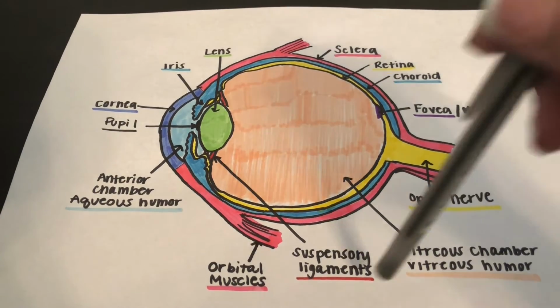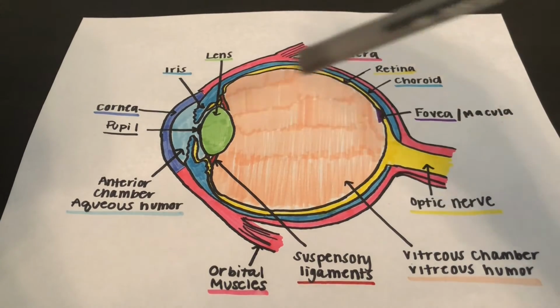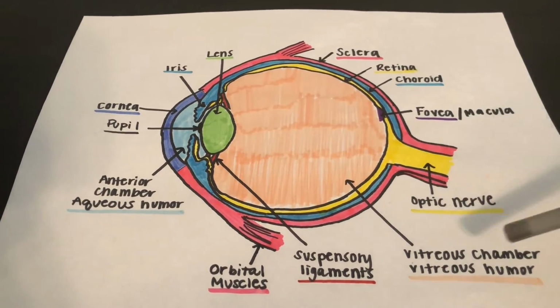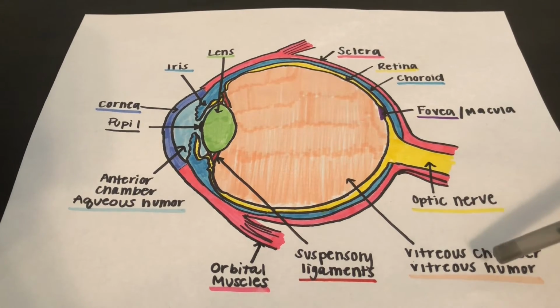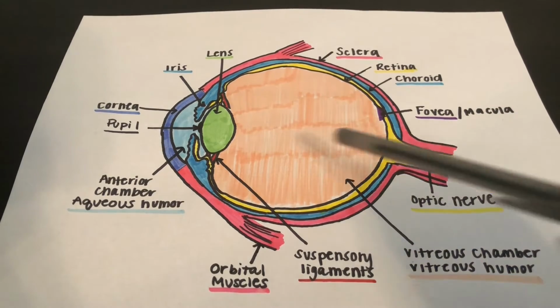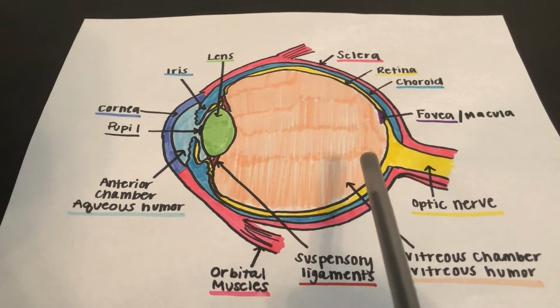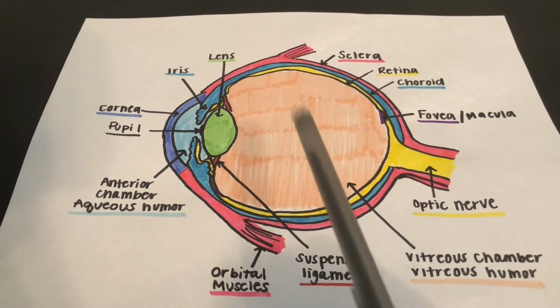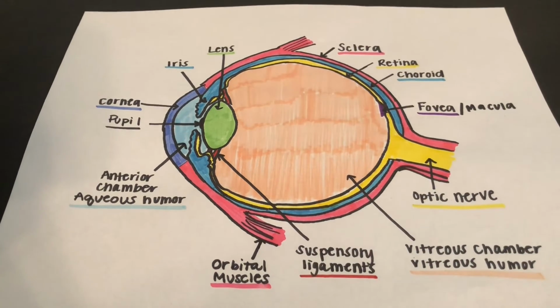I already talked about the suspensory ligaments that help the lens move and stay in place. Next, I have the vitreous chamber, or the vitreous humor, which is this portion of the eye here. This is the gel located in the back portion of the eye that's going to help the eye keep its shape. So that part's really important.